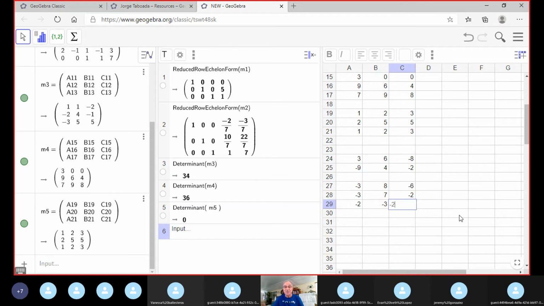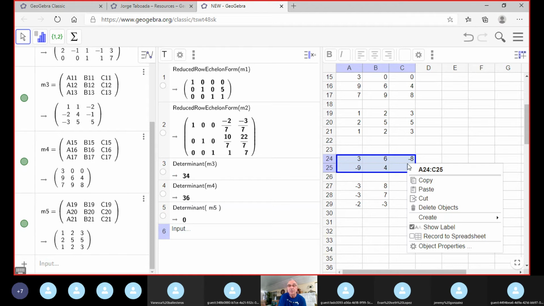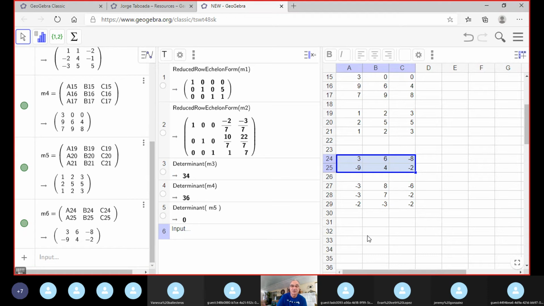Immediately I create those matrices. I select here, select my first, right click, create matrix, and the name of the matrix is M6. Likewise, exactly the same, we create the second matrix.